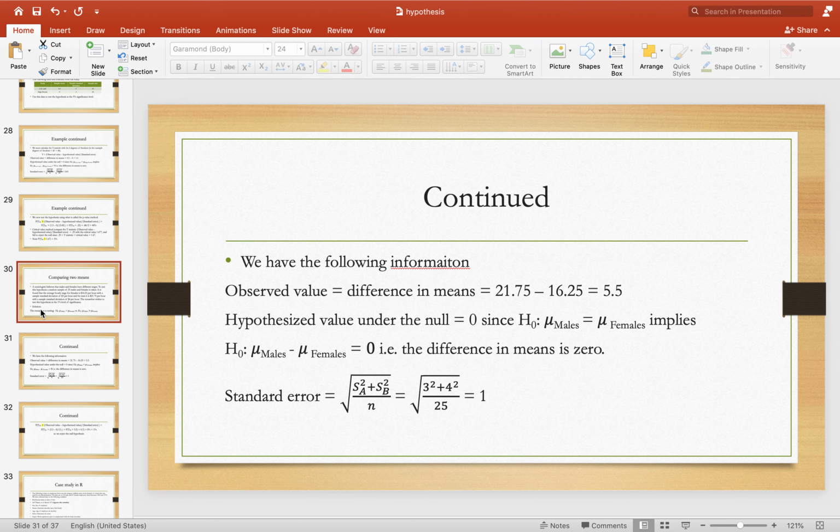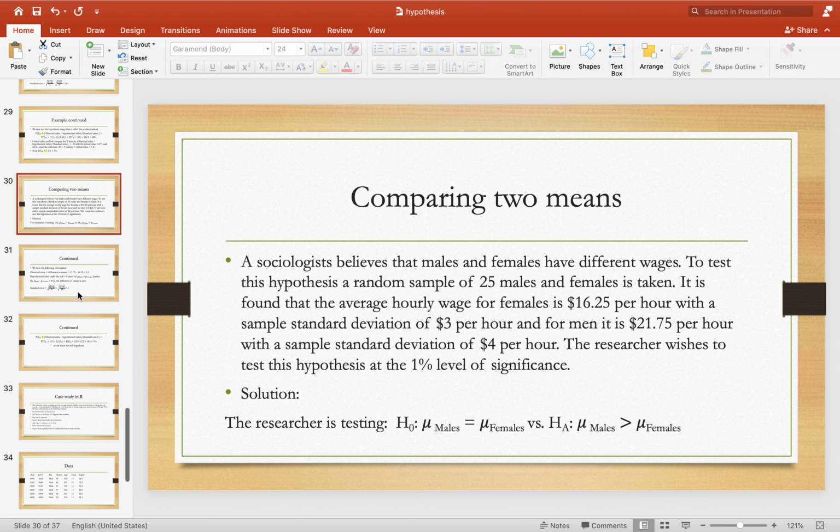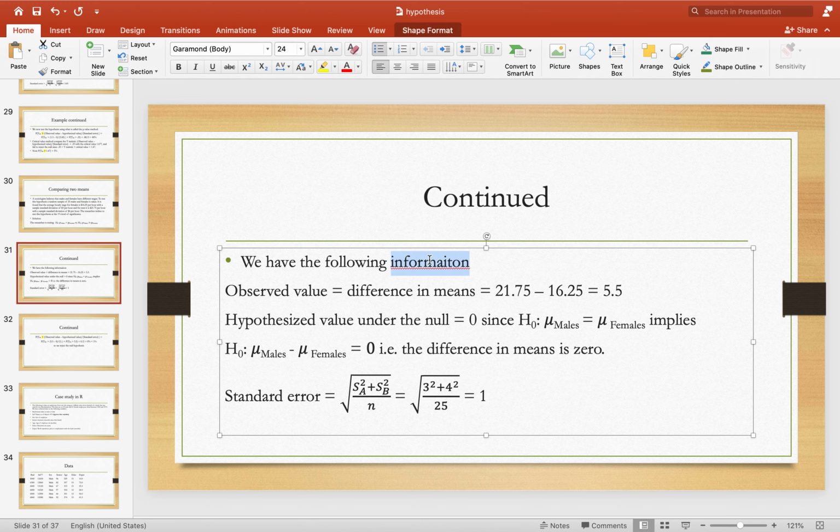And to clarify, the test of hypothesis is that the average salary of males is equal to that of females. So it's saying that the difference in wages, the observed difference, is due to random chance in our selection. Okay, that versus the alternative that the average wage of males is greater than the average wage of females. Okay, so let's test this hypothesis at the 1% level of significance. So we have the following information.